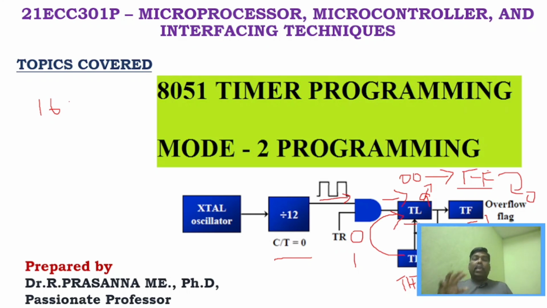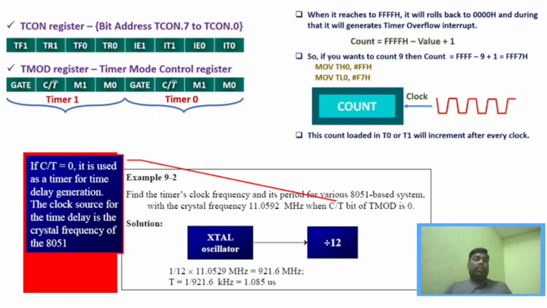Right, so now we'll see how to program mode 2. I have already explained the basic information about how to program the timer. I'll just refresh the basics again, because in order to program the timer, we know that we have to configure the TMOD register, the TCON register, and also feed the count value. There are 4 or 5 steps which are very important. The first thing is to configure the TMOD register, to decide in which mode we have to work. Then we configure the TCON register to check which timer we're going to use.